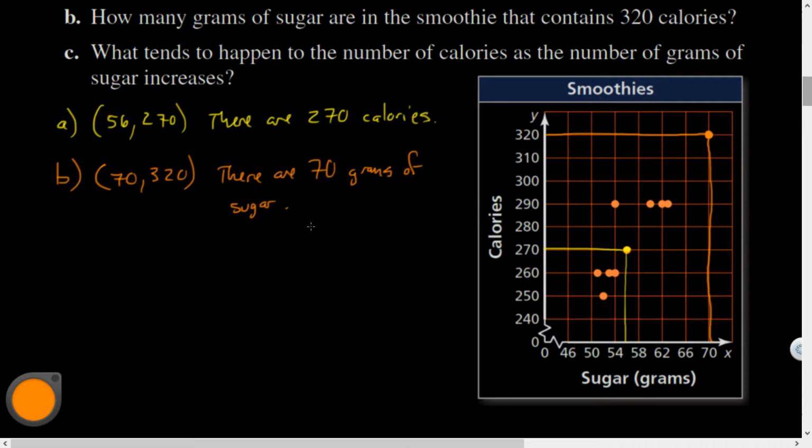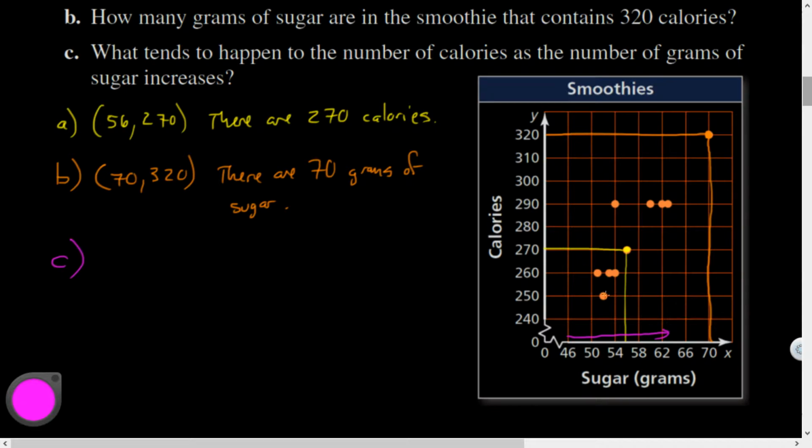Sugar. Right? And then they ask me a question that's not about any particular data point. It's about all of them combined. Like, do these tell a story? What could I conclude? It says, what tends to happen to the number of calories as the number of grams of sugar increases? So as I move this way, what's happening to the y? Are they getting smaller? Are they staying the same? Are they getting bigger? What happens to the y values as the x values move this way?